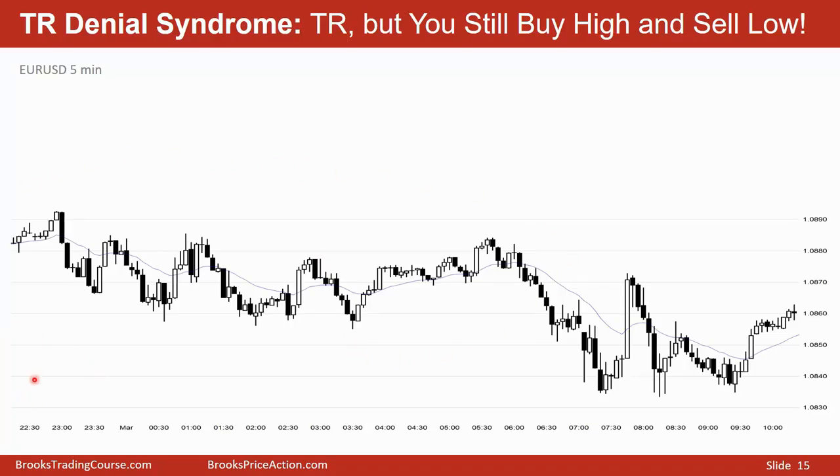You have to look at all the bars to the left and understand what the market is doing. It keeps testing prior lows and prior highs and reversing. If you deny the reality that's in front of you, you'll lose money and you'll keep trying to buy high and sell low. And that's the exact opposite of what profitable traders are doing.